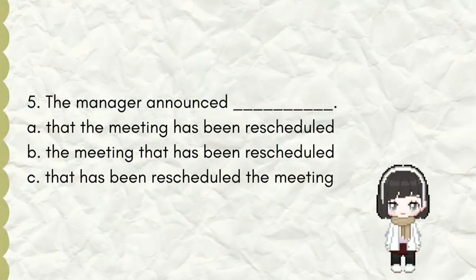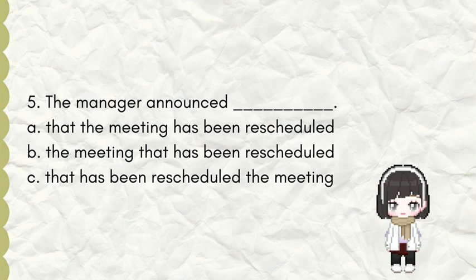Okay, for the fifth question, the manager announced blank. So, which one is the correct answer? The choice is yours. A. That the meeting has been rescheduled. B. The meeting that has been rescheduled. C. That has been rescheduled the meeting. The countdown starts. 5, 4, 3, 2, 1.